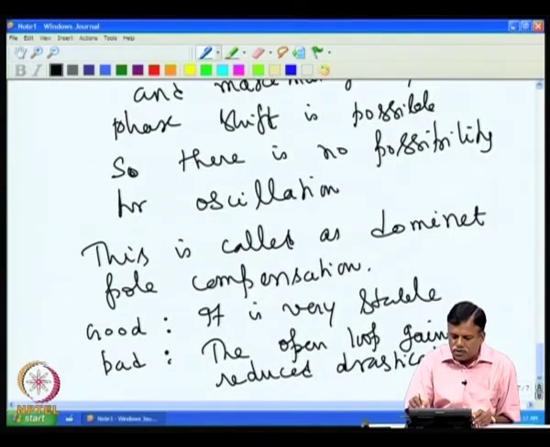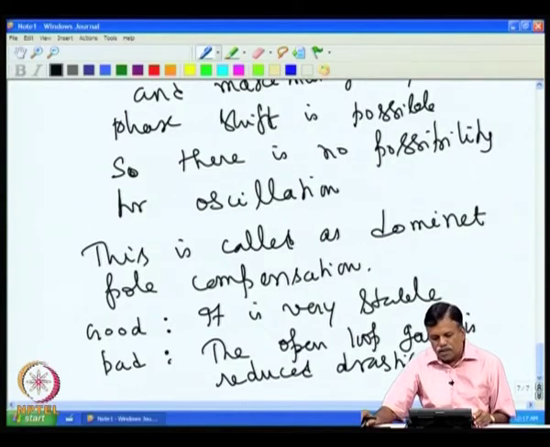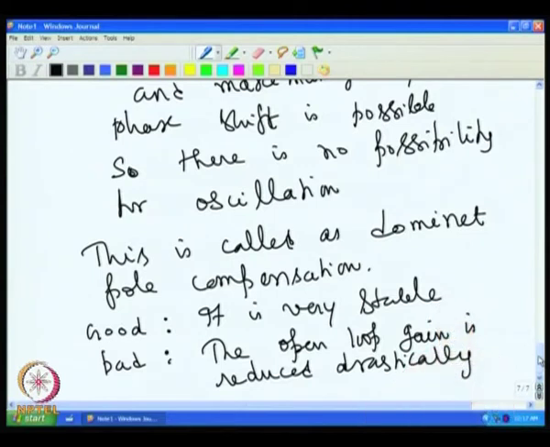So, the open loop gain is drastically reduced, except at low frequency. If you look at high frequency, the gain is drastically reduced. This is the bad part of it. Nevertheless, most op amps, particularly the general purpose op amps, follow this route, that is, they do the dominant pole compensation, so that we can use the op amp for a variety of applications.